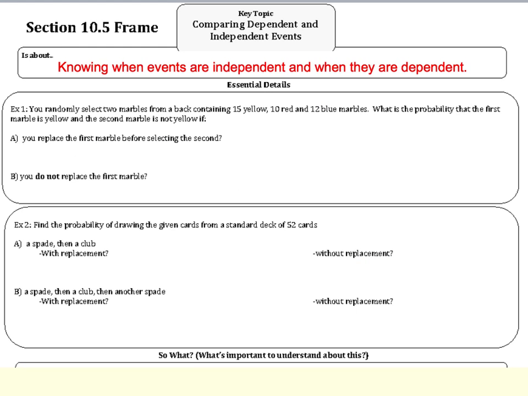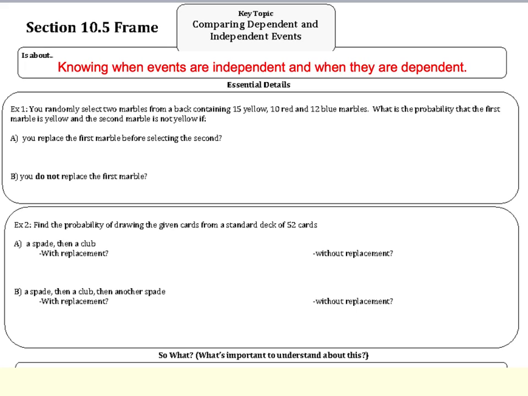Okay, and let's look at the final part of our frame for 10.5. This is about comparing dependent and independent events, about knowing when events are independent and when they are dependent. So when they're on their own and when the second thing depends on the first.